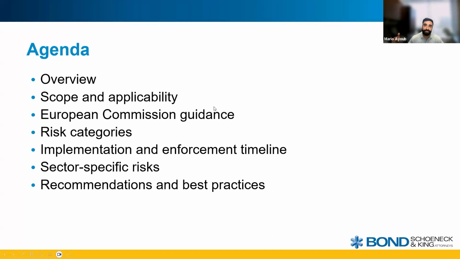We'll talk through the Act's risk categories and how it categorizes each use of AI and how they fall into certain buckets of risk. We'll take a look at the implementation and enforcement timeline to give you a good idea of when obligations will start kicking in under this Act, and then some sector-specific risks. Depending on what industry you're from, there are some special considerations, and then finally some recommendations and best practices. Next slide, please.